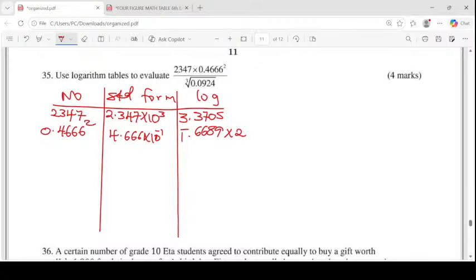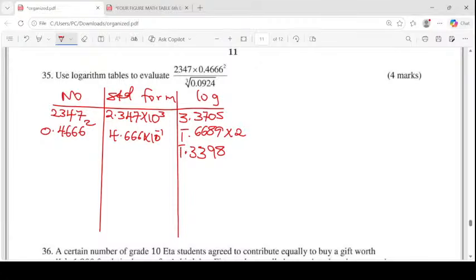When you multiply it by 2, 2 into 9 is 18. You write 8. You carry 1. 2 into 8 is 16. Plus 1 is 17. You write 7. You carry 1. 2 into 6 is 12. Plus 1 is 13. You write 3. You carry 1. 2 into 6 is 12. Plus 1 is 13. You write 3. You carry 1. 2 into bar 1 is bar 2. Plus 1 becomes bar 1.